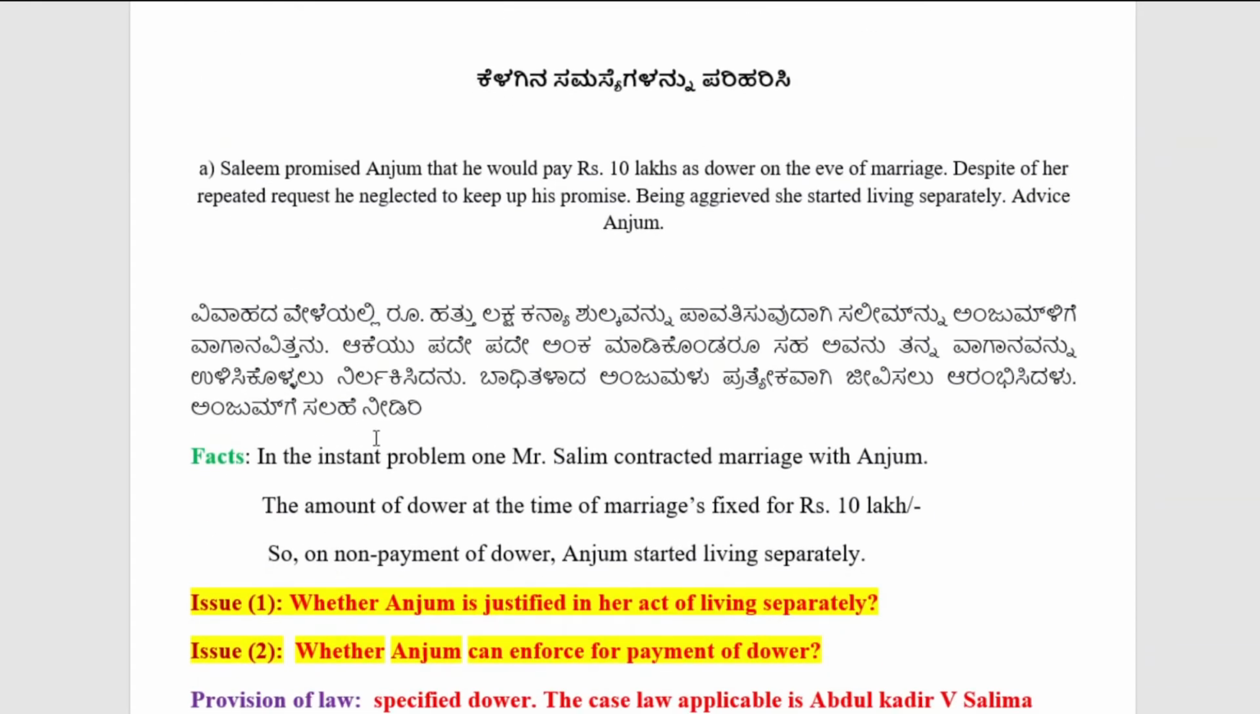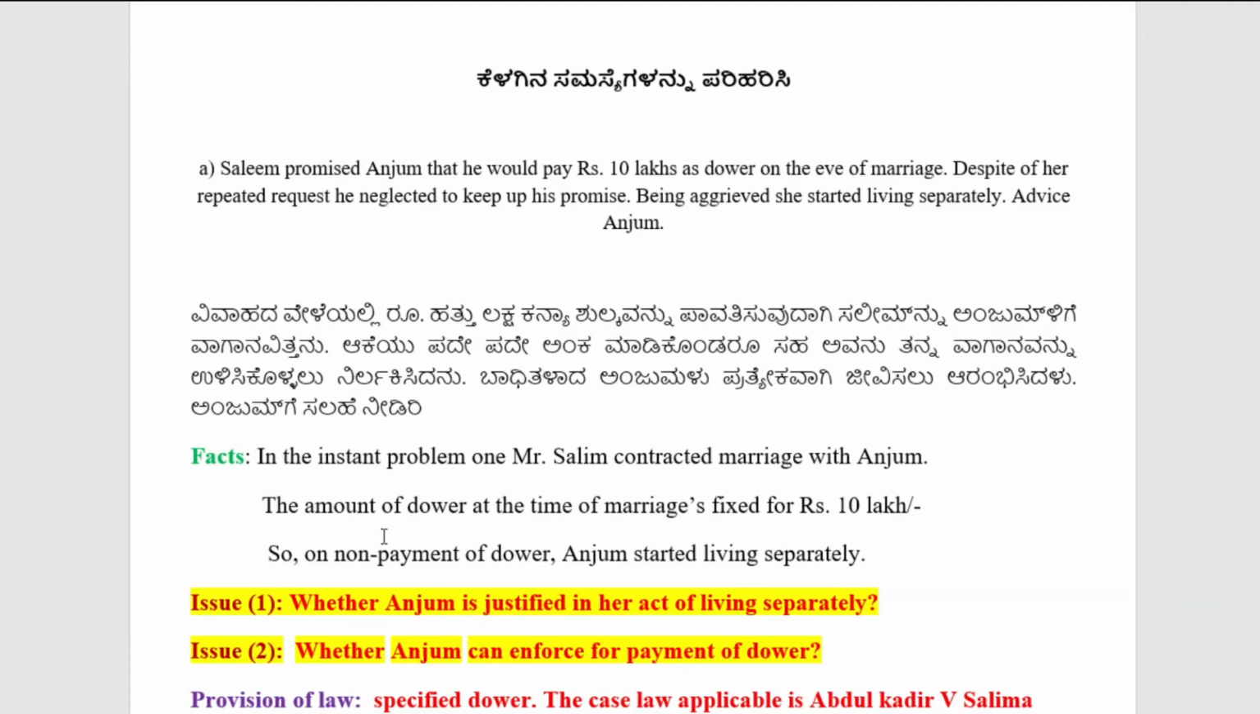First, facts. So in the instant problem, one Mr. Salim contracted marriage with Anjum. Here, what has been given, they have not mentioned the contracting aspects. We have to simplify it. As you know, Muslim marriages are contractual in nature, and Dower is the consideration of the marriage contract. So that aspect we know. So here we have to simplify the facts.